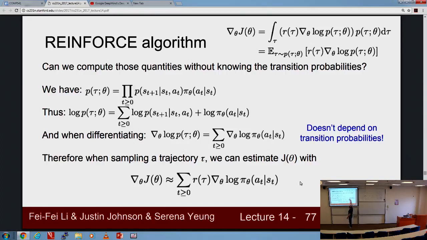Normally, with Monte Carlo sampling, you would maybe sample 100 trajectories and take the average. But here it's saying after each trajectory, you still have some estimate. If you multiply the reward for this trajectory with the gradient of log pi, that's an estimate of the gradient of J, an unbiased estimate of the gradient of J. So you can use that to update your parameters.